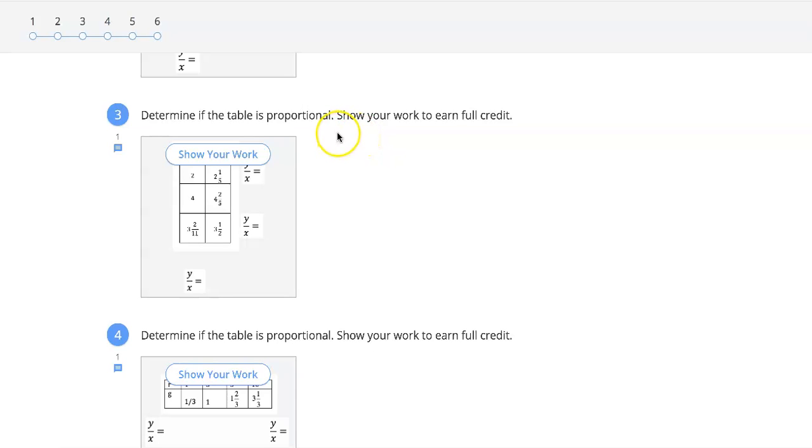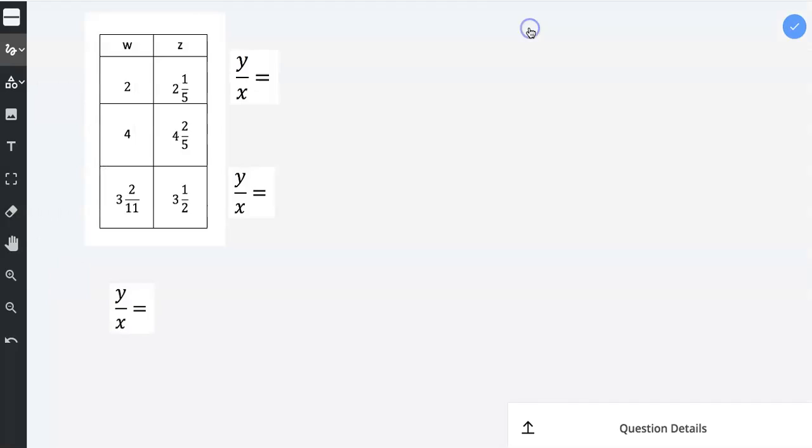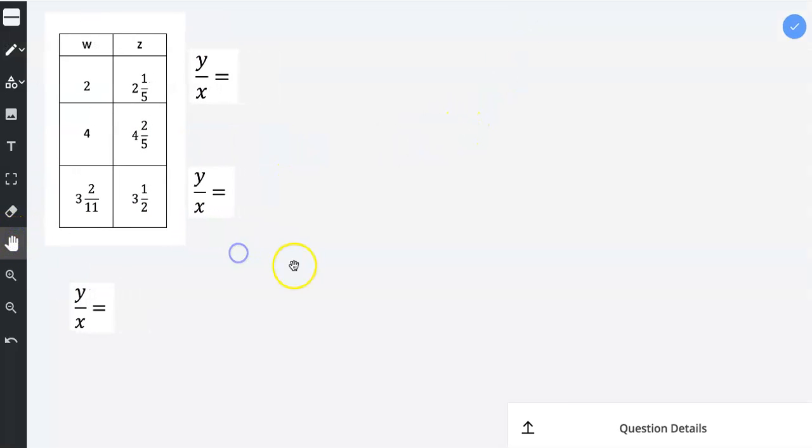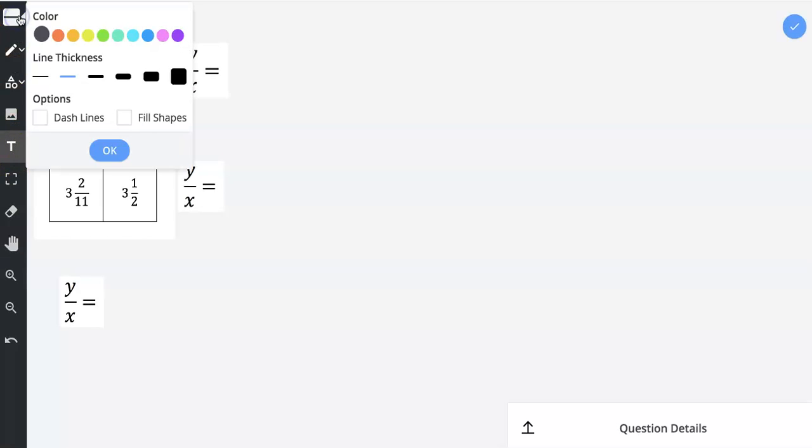Today we're working on determining if a table is proportional or not proportional. We're going to work on number 3 in this video. It says determine if the table is proportional, show your work to earn full credit. So I'm going to get rid of those directions so I have a little bit more room. I'm going to move the problem over using this hand tool, and then I'm going to label X and Y using my text tool.